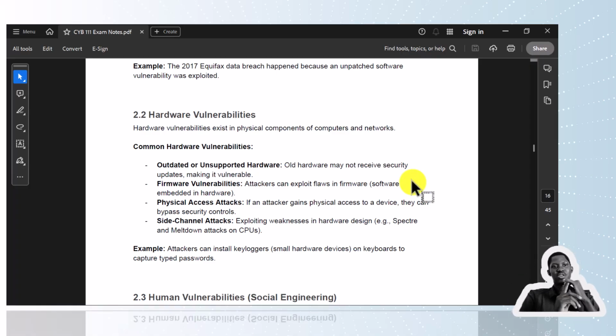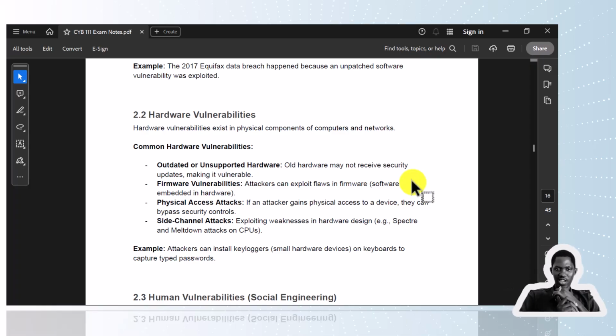Now, common hardware vulnerabilities that we have: outdated or unsupported hardware. Just like you have unpatched software, so that's basically like outdated software. So old hardware may not receive security updates, making it vulnerable, right? Then firmware vulnerabilities. Attackers can exploit flaws in firmware, software embedded in hardware. So firmware is software embedded in hardware. It helps us control our hardware. So attackers can exploit flaws in these firmware.